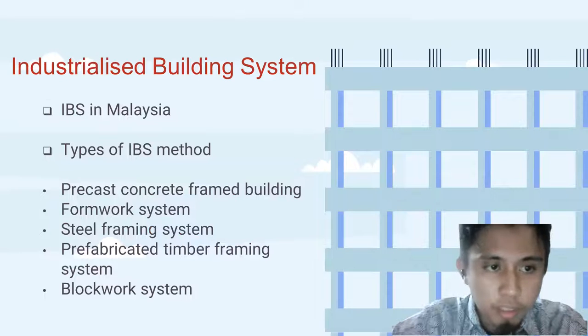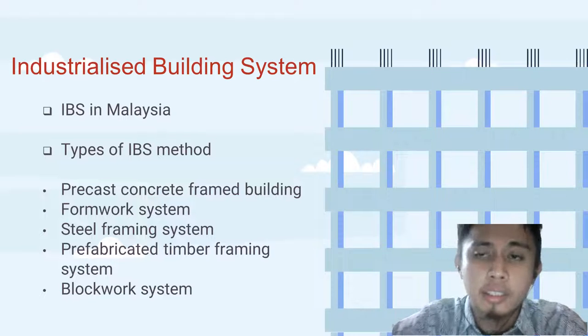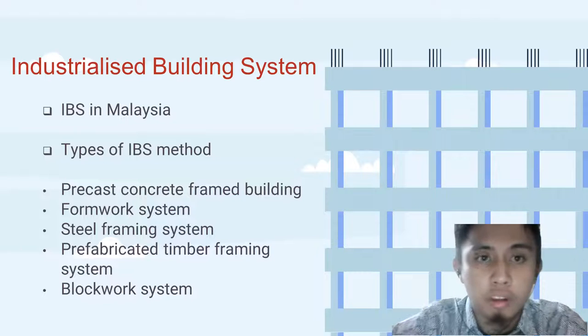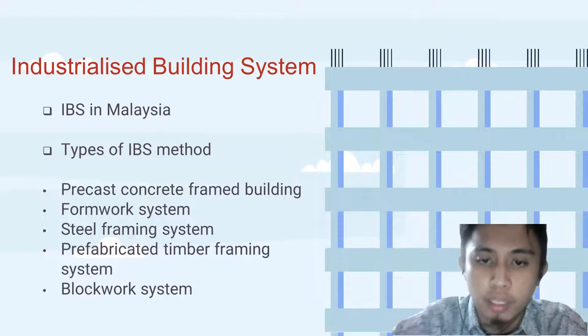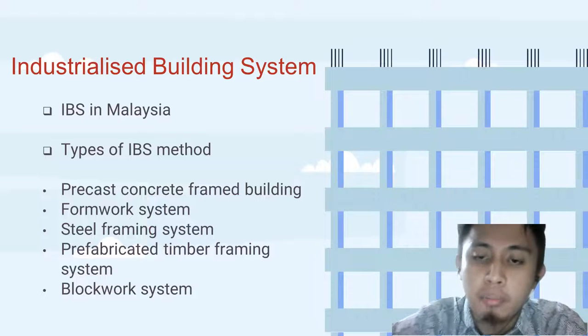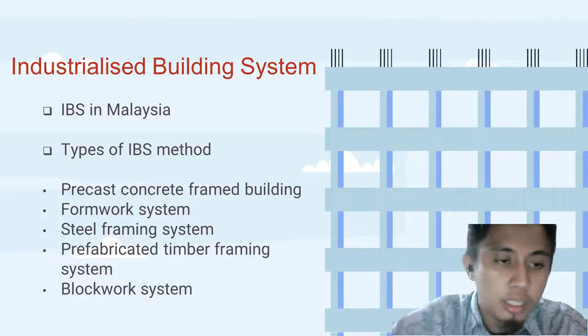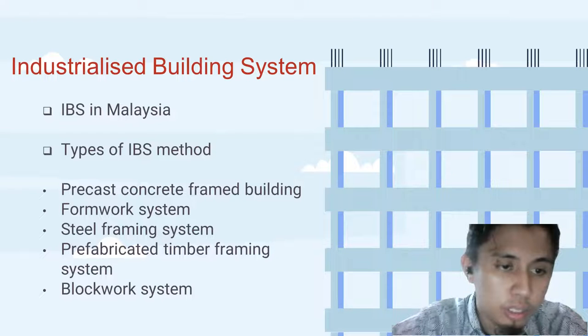So for IBS in Malaysia, Malaysia is currently taking a serious perspective towards IBS as an answer to enhance its construction sector. There are many examples of mega projects that implement IBS, which are the Petronas Twin Tower and also the Bukit Jalil Sport Complex. By applying the IBS system, it helps to attain better construction quality and also improve the productivity of construction. There are several types of IBS method, which is shown in this slide.